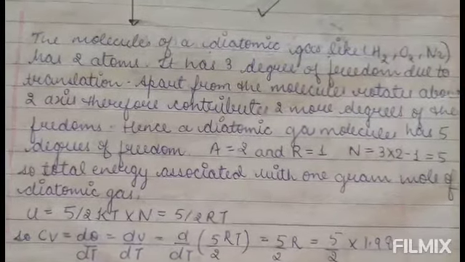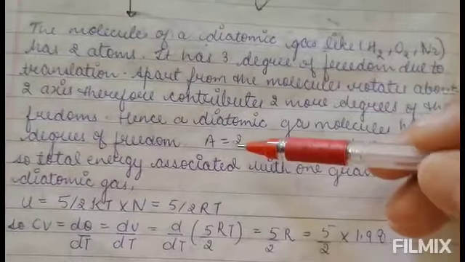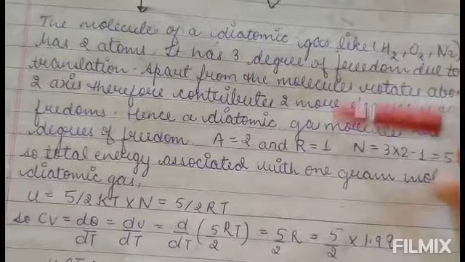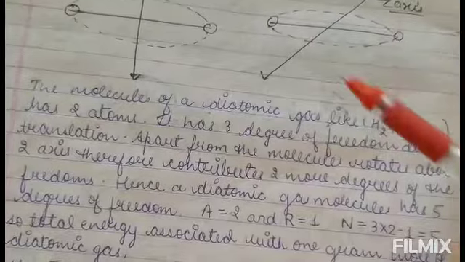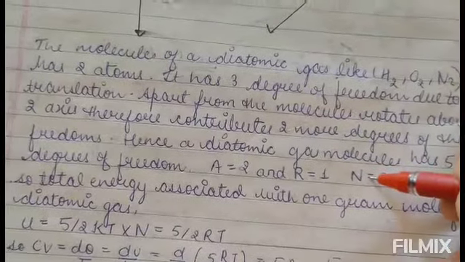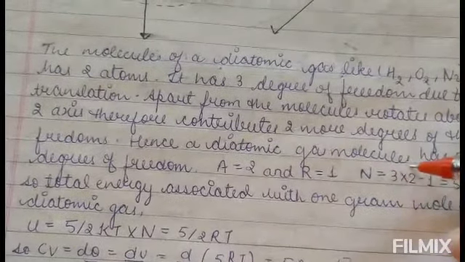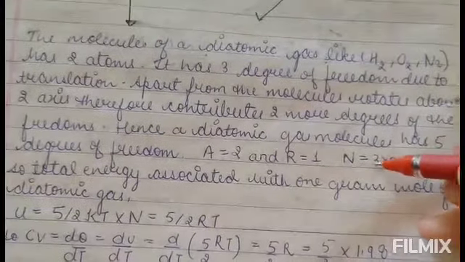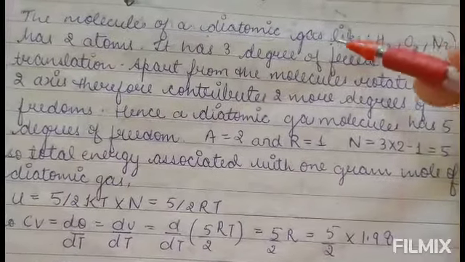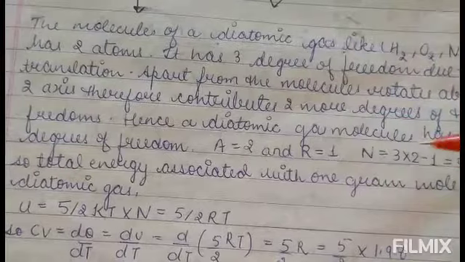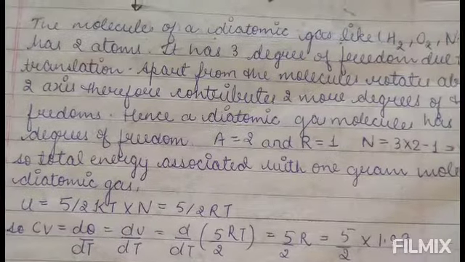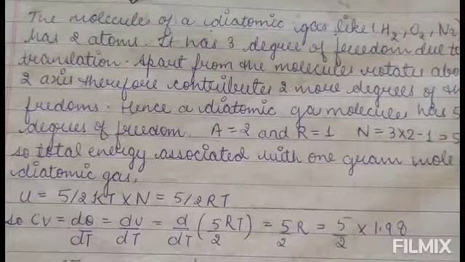We can calculate this also in a very easy way. The number of atoms is 2, that is a equal to 2, and the number of relations is 1. That means these 2 atoms are related to each other by one relation only. So the number of degrees of freedom, n, is equal to 3a minus 1. A is 2, so 3 into 2 minus 1 comes to 5. So whether you write it by this justification or just calculate by the formula, every time you will get 5 degrees of freedom associated with the diatomic gas.